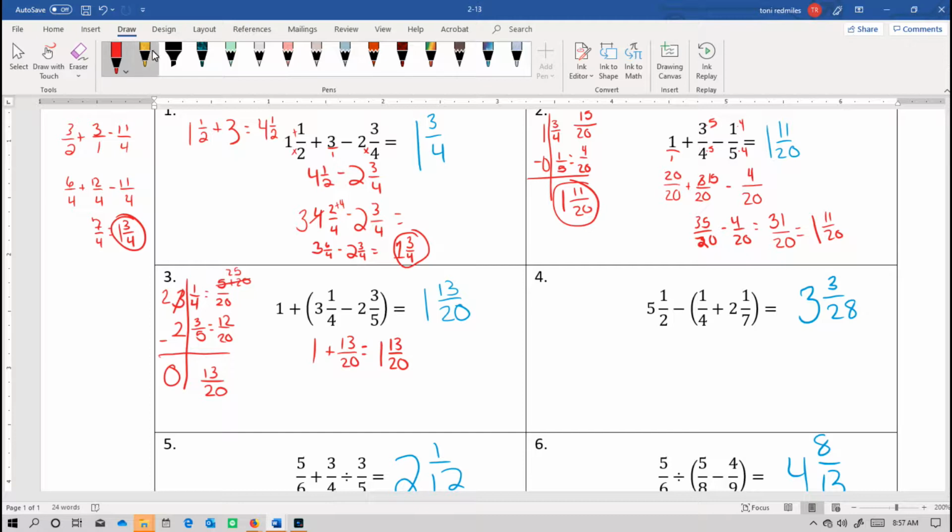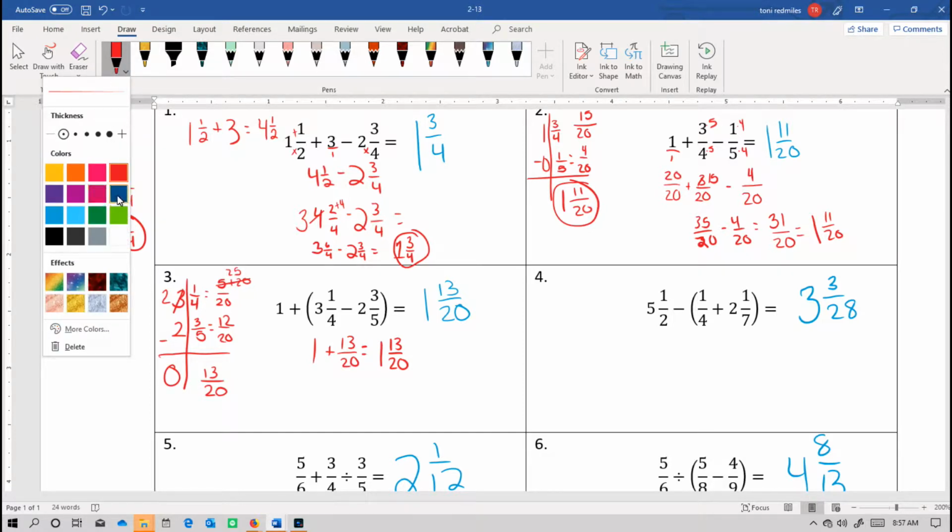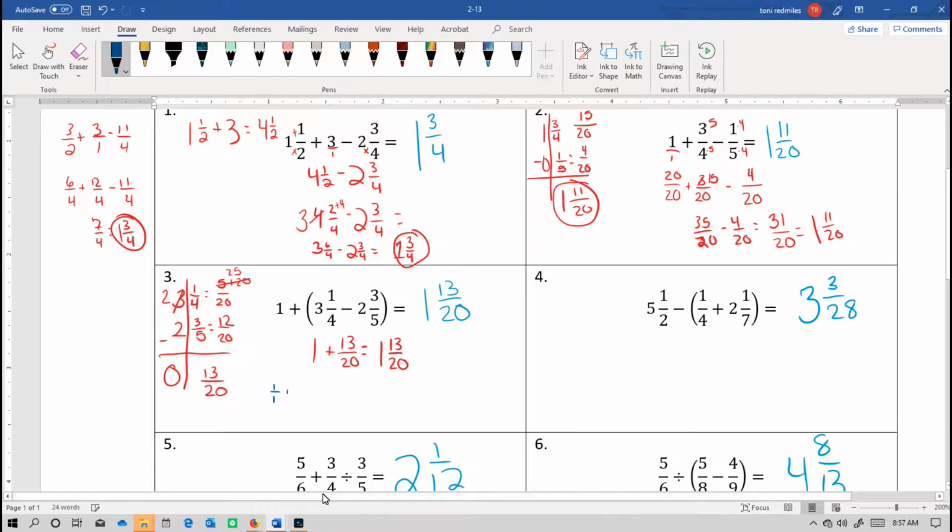Now the other way that I could do it, I'm actually going to change my pen because it's starting to get a little confusing. I could do the improper method, which would mean that I do a 1 over 1 plus, in the parentheses, I got to multiply and add, so that's 13 over 4 minus 10 plus 3 is 13 over 5. Got to do what's in here first.